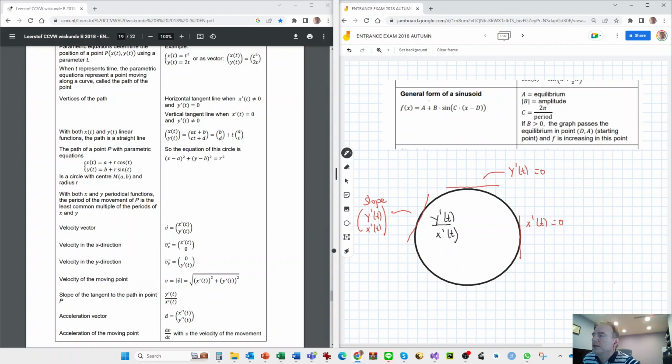And then you can also define an acceleration vector, and for that you take the double derivative of the components. And similarly to the velocity of the moving point, you can define an acceleration, but I'm actually not sure about this. I think it's just the norm of the acceleration vector, which would then be the square root of x double prime of t squared plus y double prime of t squared.